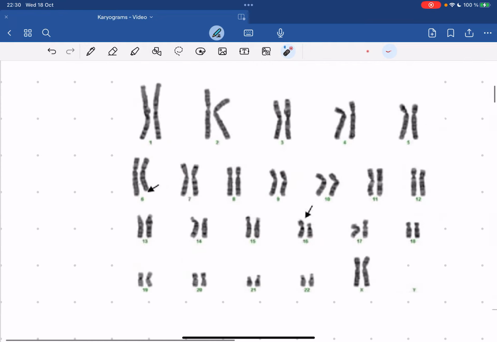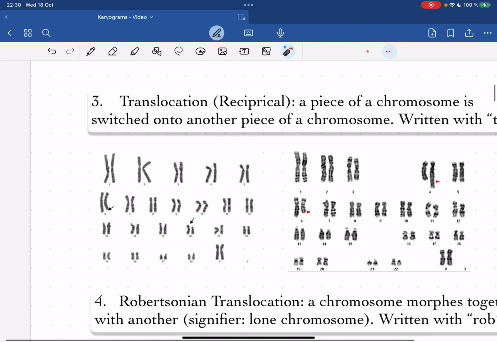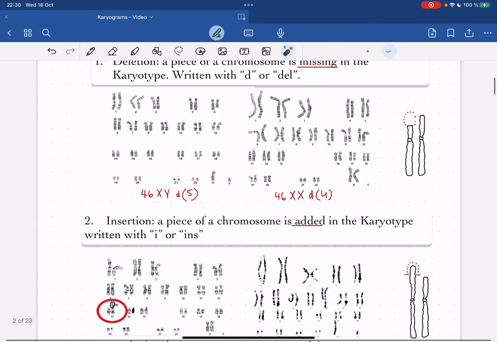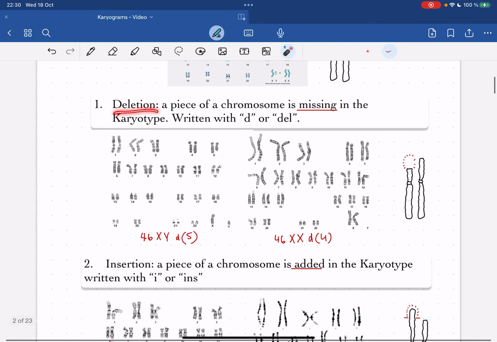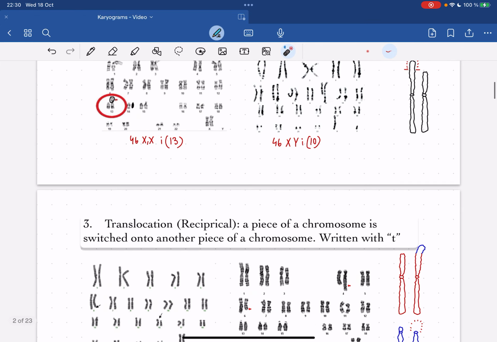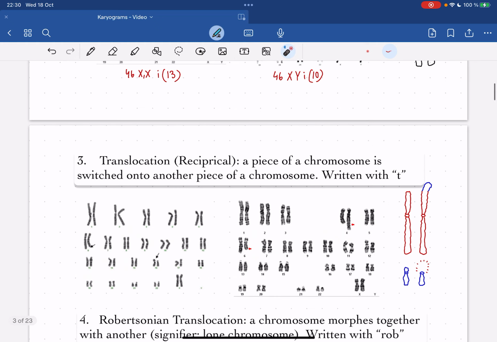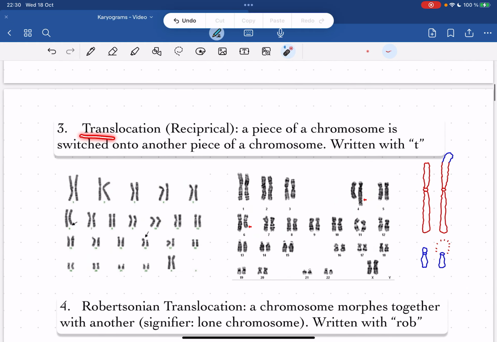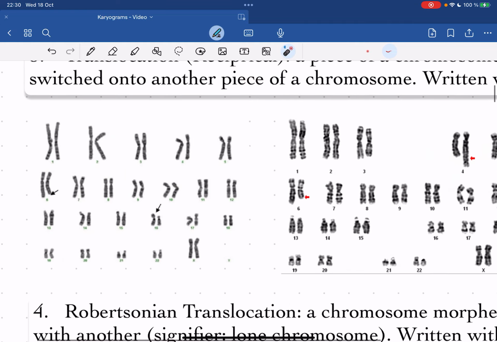That means that this piece has migrated down to this piece. And that's why we have translocation here and not just a simple deletion or a simple addition or insertion. So be very careful that you don't mix it up with deletion and insertion. If it only affects 1 chromosome pair, then it is deletion or insertion. If it affects 2, then it's some sort of translocation, either Robertsonian or reciprocal.